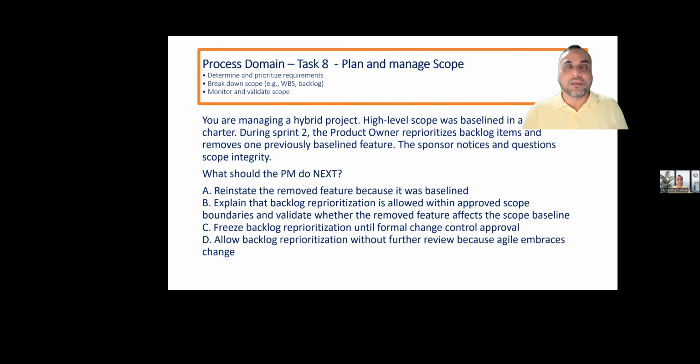Task 8 is about plan and manage scope in both our predictive as well as adaptive project management. So we know that we need to determine and prioritize requirements. In predictive, you are responsible to collect the requirements and put them in a document called the requirements traceability matrix. In adaptive, the product owner is responsible to elicit the requirements in the form of epics and user stories and place them in a document or artifact called the product backlog.